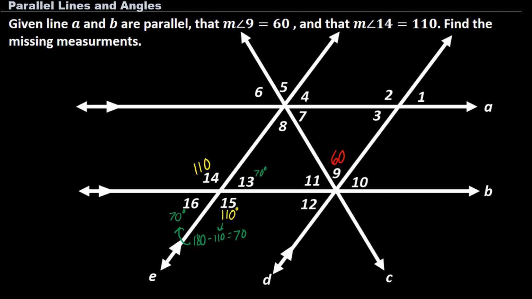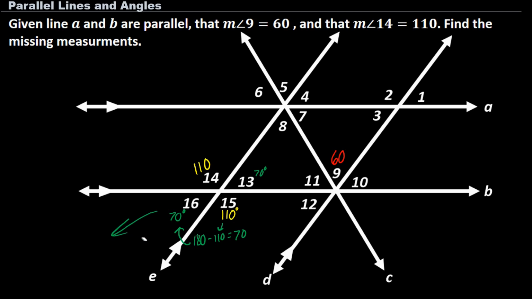So the question now is, where do we go from here? What can we use definition-wise to be able to apply and come up with our next angle measurement? Well, if we look at angle 12, this line is a transversal for these two parallel lines. Angle 12 and angle 16 are both on the same side. They're both on the bottom side of this transversal, and they're both facing the same direction.